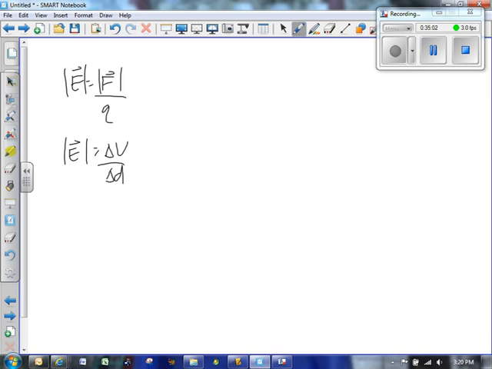Now, my gut feeling, since I'm looking for electric force, and I'm not dealing with the electric force between two charged particles, is that I'm going to use this equation. E is equal to F over Q. Let's try that. Let's rearrange it. F is equal to Q times E. The electric force is Q times E.